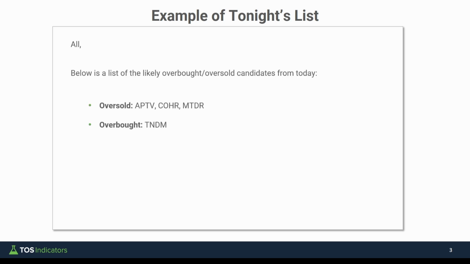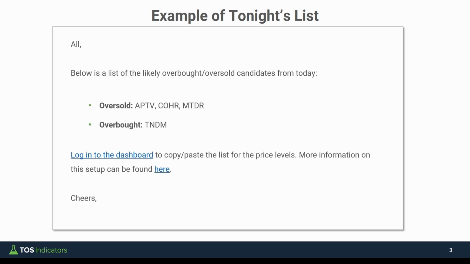This is the actual list that we're going to be sending out to all of our Stock Volatility Box members. There's 4 stocks in today's list. For our oversold stocks, we have 3. Oversold stocks are the ones that I think most of us are going to have a preference for.